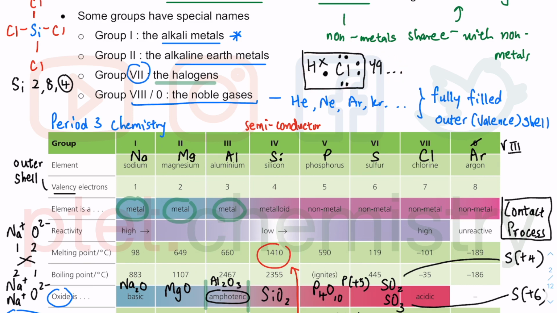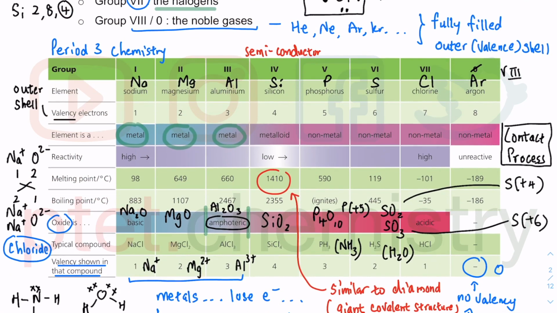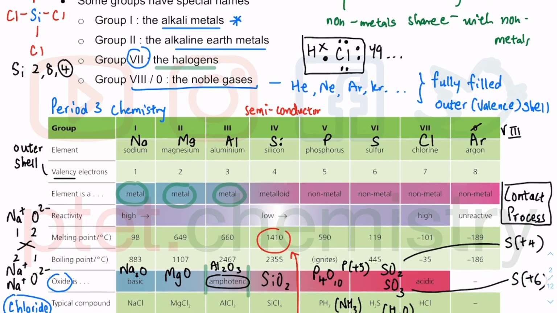Candidates should be able to draw the dot and cross for all of these simple covalent structures, including hydrogen chloride, present as a gas, simple covalent structure, low melting and boiling point. Chlorine forms single covalent bond there. They share 1 electron to complete its outer shell there.